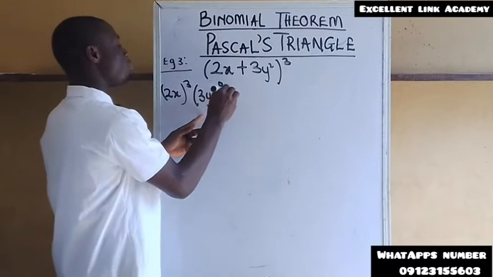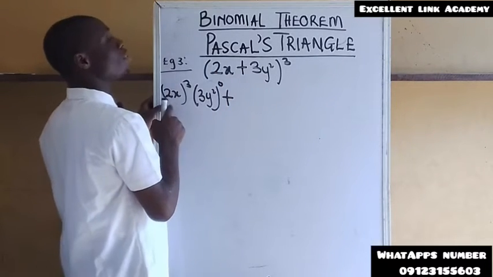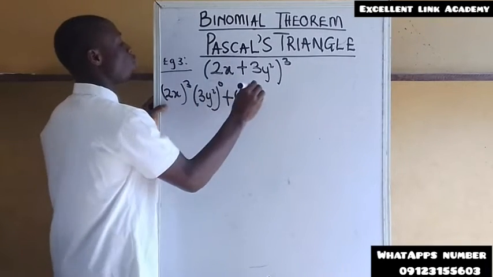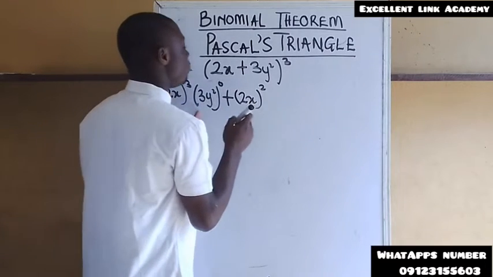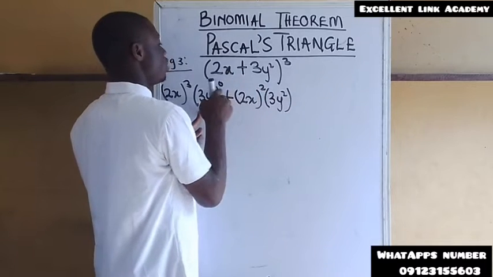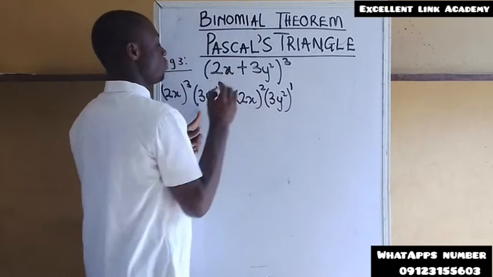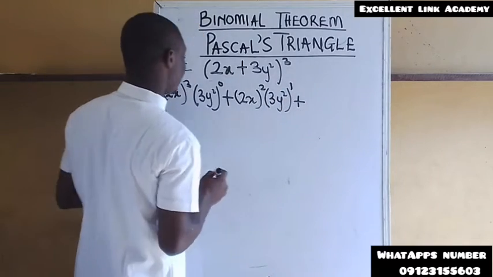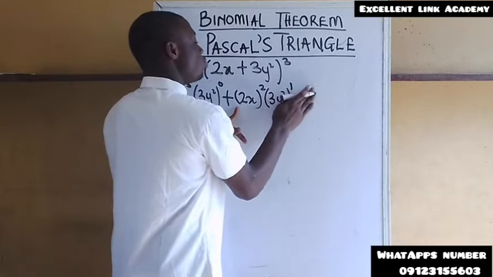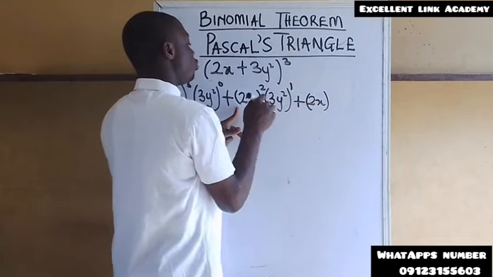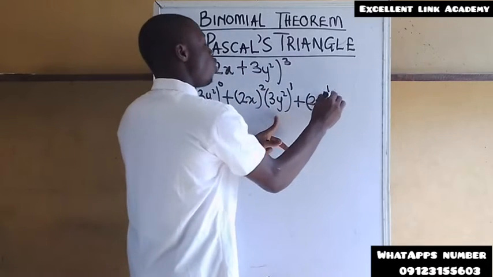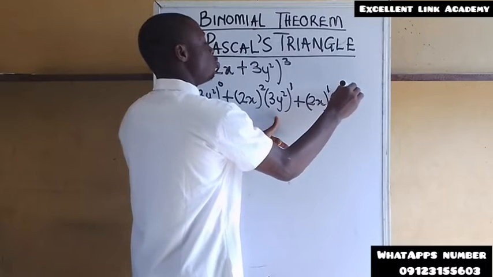Next up, plus. Now, reduce the first term by 1, that becomes 2x to the power of what? 3 minus 1 becomes 2. This second term increases by 1, that becomes 3y squared. This is 1. 0 plus 1 is 1. So, plus, next part is what? Reduce the first term here by 1, that becomes 2x into 1. Next up, increase the second term here by 1, that becomes 3y squared into 2.